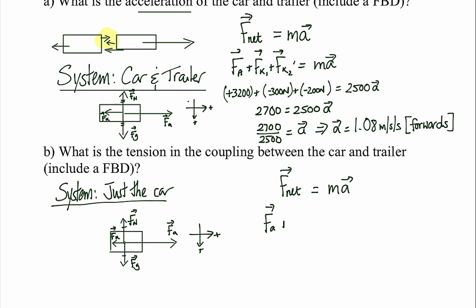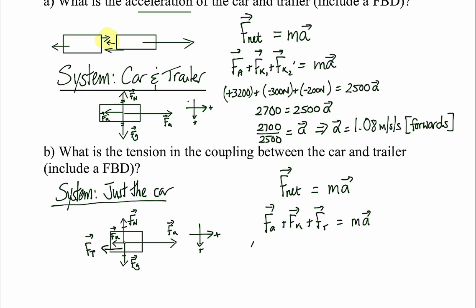Plus the tension force backwards. So there's a tension force here applied backwards on the car because the trailer is pulling backwards on it. So that's the net force, and that's equal to ma. So now we can start putting in numbers.